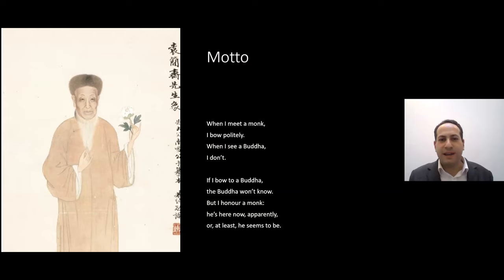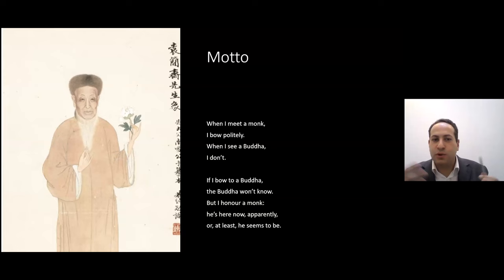He wanted to live life, live fast, and so this was his motto. This was a poem. When I meet a monk, I bow politely. When I see a Buddha, I don't. If I bow to a Buddha, the Buddha won't know. But I honor a monk. He's here now, apparently. Or at least he seems to be. So here he's mocking Buddhist ideas about reality, because they believe that this world is illusory in nature and things like that.